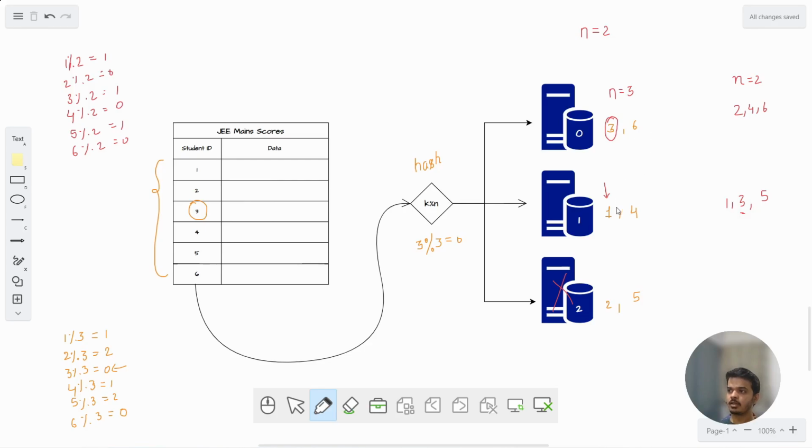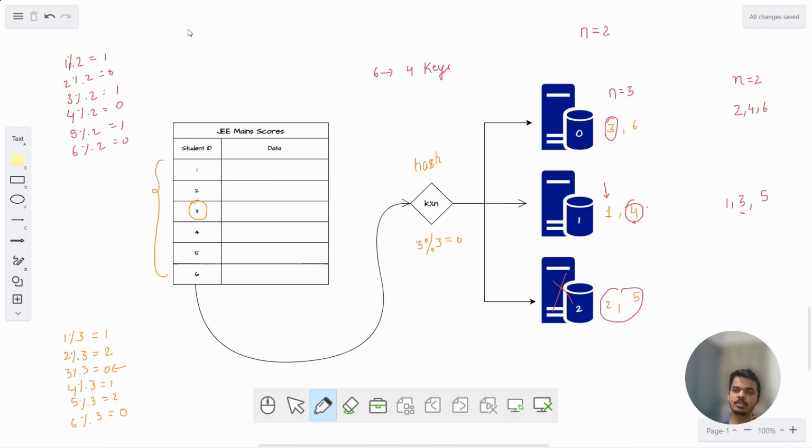Okay? And 4 was present on server number 1, but it has now moved to server number 0. Apart from this, both these keys have to be moved onto a new server. So out of 6 keys, you have moved 4 keys, right? So almost all the keys have to be moved. More than 50% of the keys you have moved onto a new server. Okay? So this is the problem number 1 with this particular scheme.